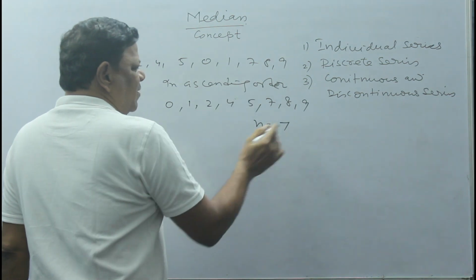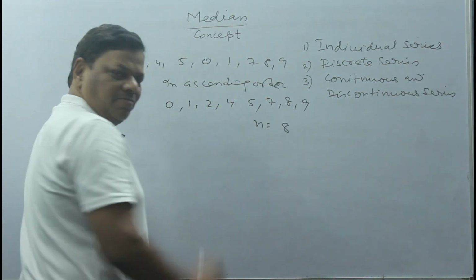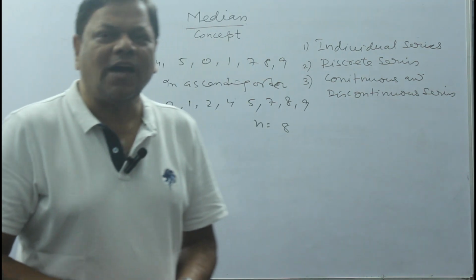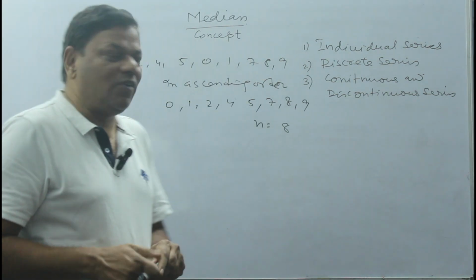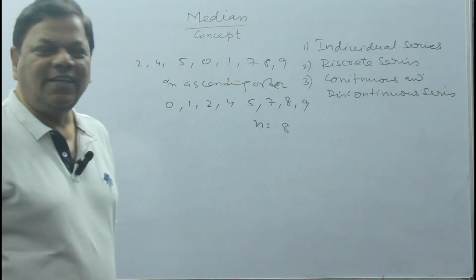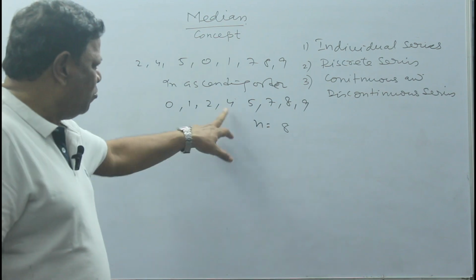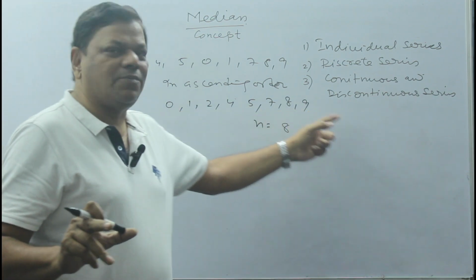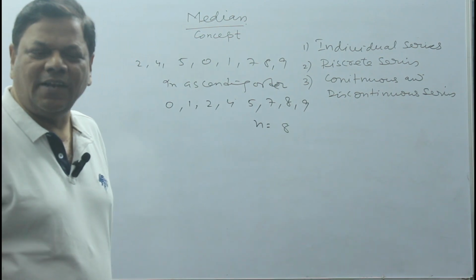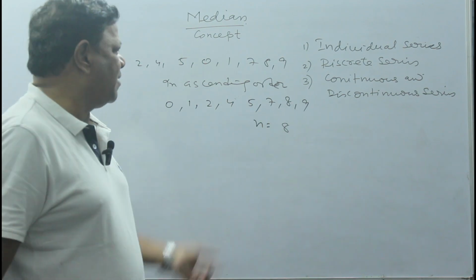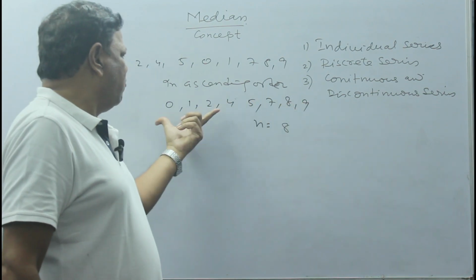That time what happens? Now n becomes 8, that means even number. So whenever even number is there, how to find the middle one? Middle one will not come. If 4 is on this side, 4 is on that side, then nothing is in the middle. This 4 is not in the middle, because on this side 3 terms are there, on this side 4 terms. Now if I say 5, this is also not the middle term, because 3 terms this side, 4 terms this side.